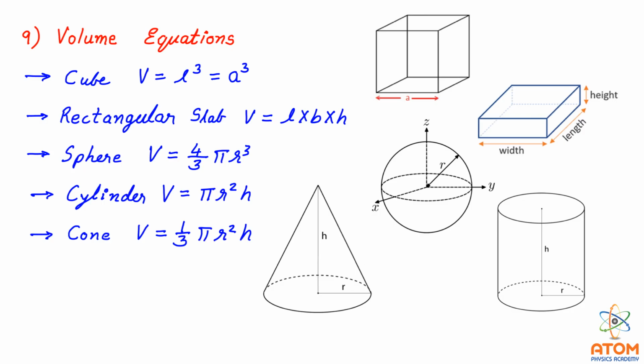For a sphere, volume V is equal to 4 by 3 pi r cube. Here is a sphere and this is the radius r. For a cylinder, volume V is equal to pi r square h. Here is a cylinder having radius r and the height is h. For a cone, volume V is equal to 1 by 3 pi r square h, where h is the height of the cone and r is the radius.